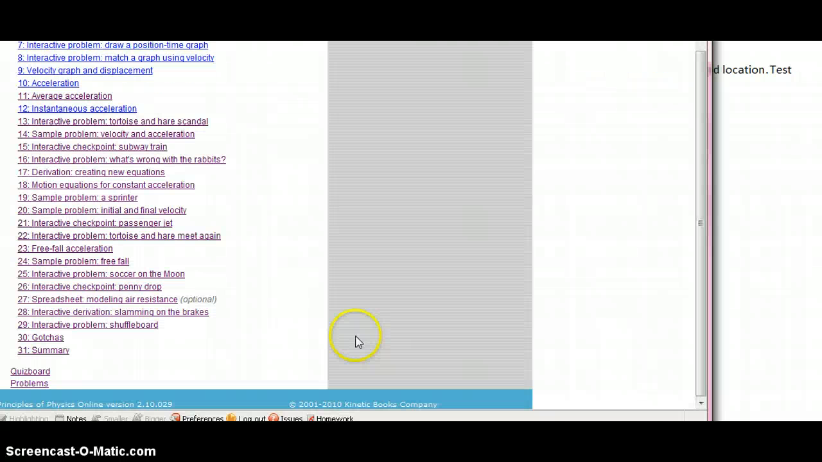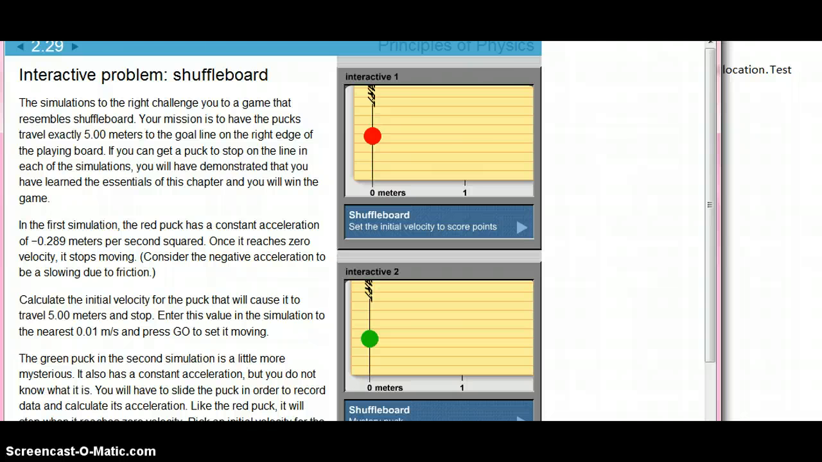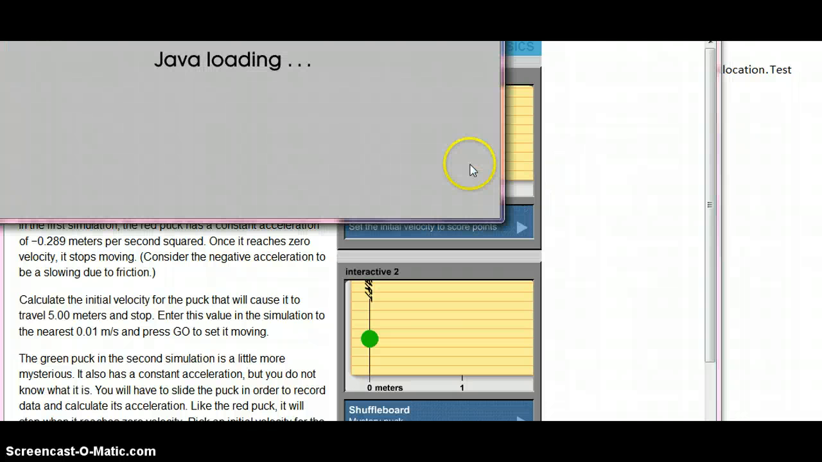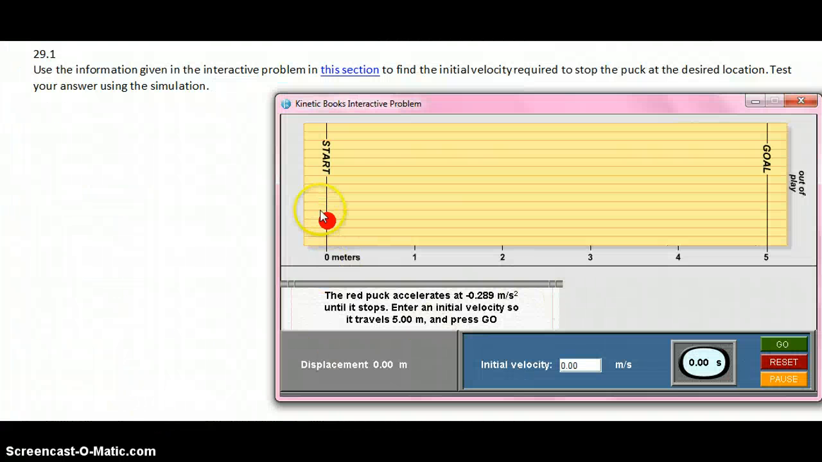So let's go there. First, I go to the section they are referring to, and then I press the interactive problem. I can see in this problem that I have a red puck that accelerates at a rate of negative 0.289 meters per second square until it stops. So it's slowing down. Enter an initial velocity so it travels 5 meters up to this point and press go.